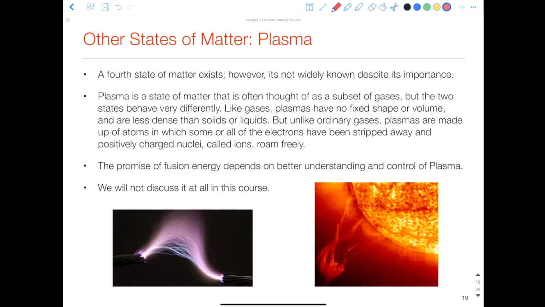There's lots of development going into fusion energy reactors. This highly depends on understanding and controlling a plasma state of material. Also, if you've ever looked at the sun, you've looked at plasma, or if you've ever seen an electric spark or lightning, that is all plasma.